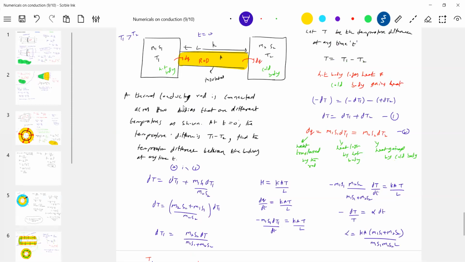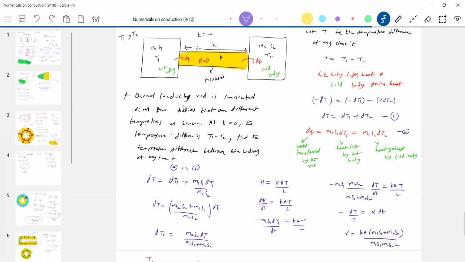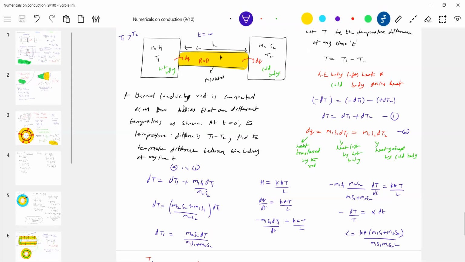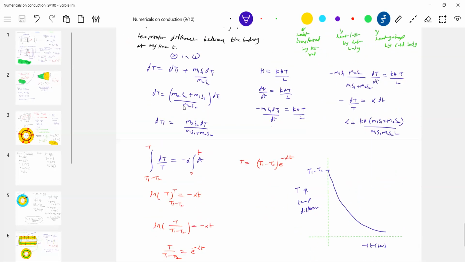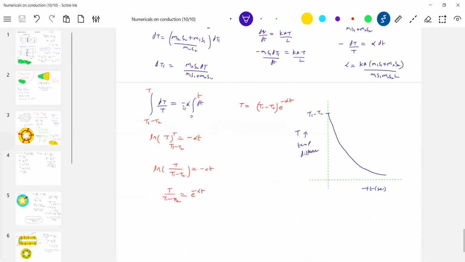It will not be linear, it will not suddenly become zero. The temperature difference will not suddenly become zero. No, it decreases exponentially. That's what the curve is meant to say here. Are you able to understand now?